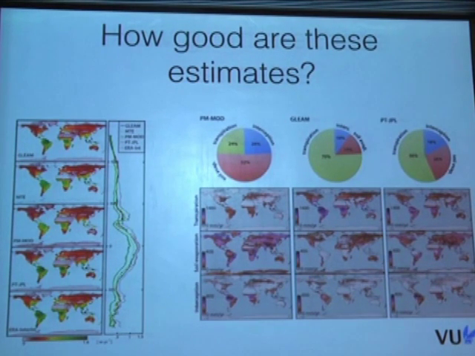In the new bulletin of the American Meteorological Society, the State of the Climate, that comes out every year and gives an update on changes in the climate system, there is a small contribution on these evaporation estimates. These plots are taken from that.